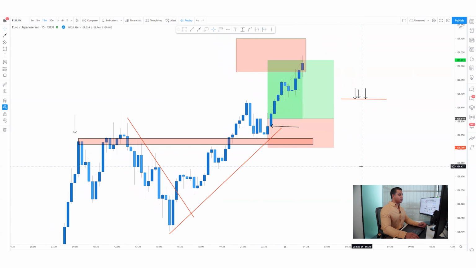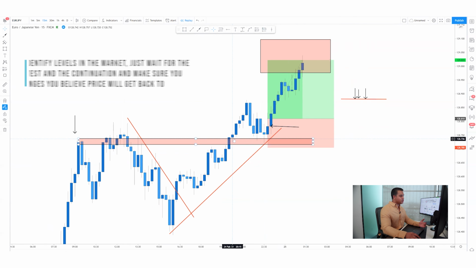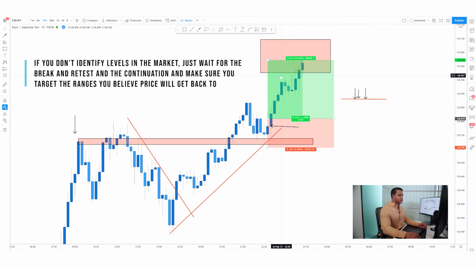So I really want you to try and focus on this as you continue to trade multiple time frame analysis. This will definitely help you find some extremely good entries. As I said, sometimes you'll find the higher low and lower high, other times you won't. And if you don't, then just wait for the break and retest and the continuation, making sure that you target the ranges that you believe price is going to get back to. So I hope you found that useful, traders.